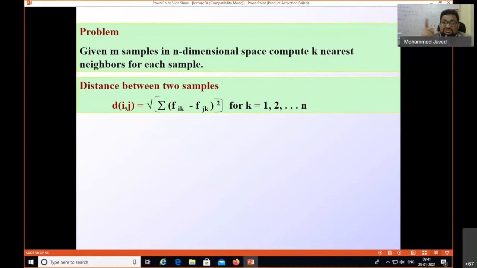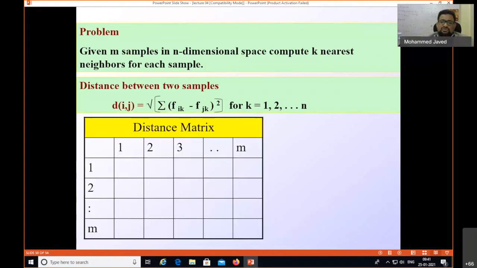So that is k number of times, if there are n dimensions. And then up to how many you need to identify the nearest neighbors. After that you have to identify who are the nearest neighbors. So based on the distance you need to select.